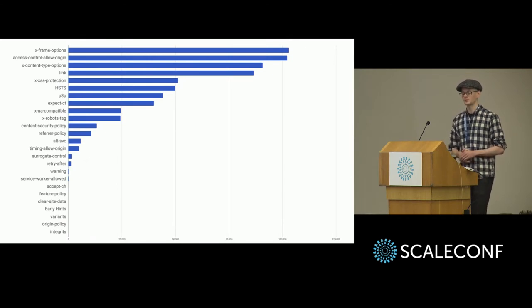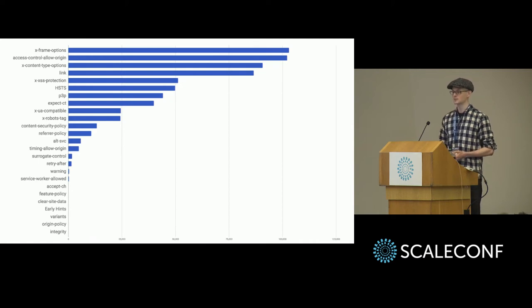So there are some interesting results here. The most popular header that I found was X-Frame-Options, and also X-Content-Type-Options. It's very surprising that it's so popular, and I'm going to talk about both of those headers in a second. The first one on this list that I didn't recognize myself was called P3P.